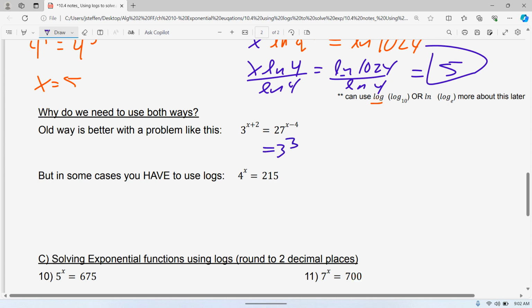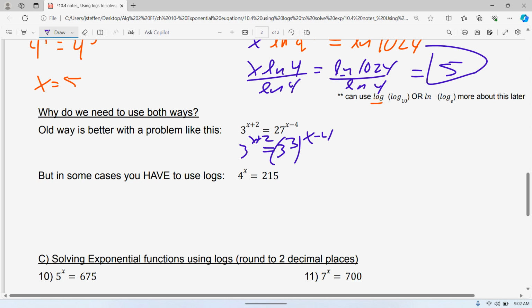So you can make that into 3 to the third, which means you can have the x minus 4, and then we have the same base so we can work with it. So that's the reason that might be easier the old way. But again, the reason is because you can make 27 have a base of 3.